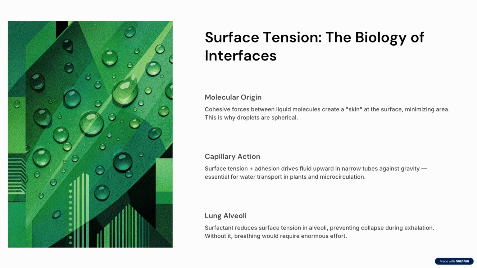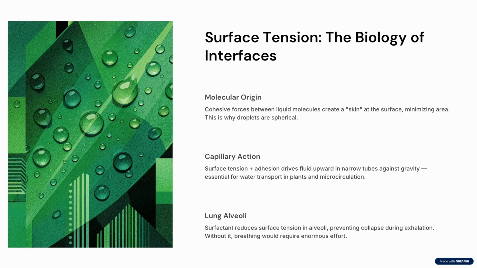Exactly. So they pull inward and sideways much more tightly, creating this tense, invisible boundary layer that constantly tries to minimize its total surface area. This is why a falling droplet of water naturally forms a perfect sphere, isn't it? Yes, a sphere is the geometric shape with the absolute minimum surface area for any given volume. The water molecules are essentially hugging each other as tightly as possible to avoid interacting with the air.